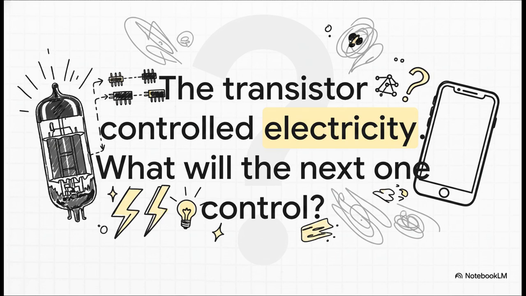From the very first giant computers to the device you're probably holding right now, the story of the transistor has been all about mastering the control of electricity on a smaller and smaller scale. It really is the switch that changed everything. And it leaves you with a pretty cool question to think about. If this incredible device built our digital world by controlling electricity, what will the next great transistor control?